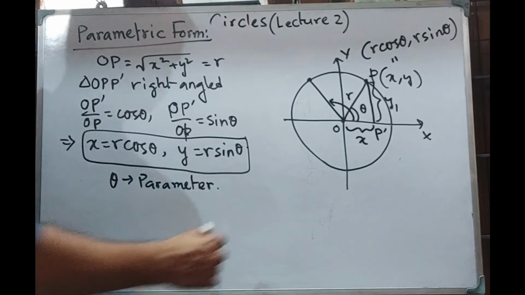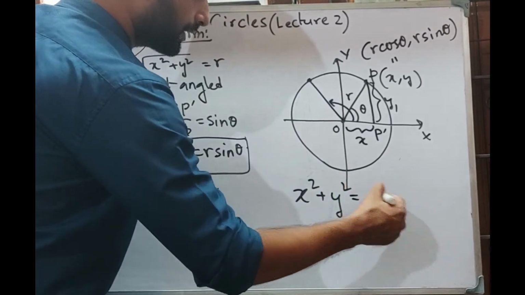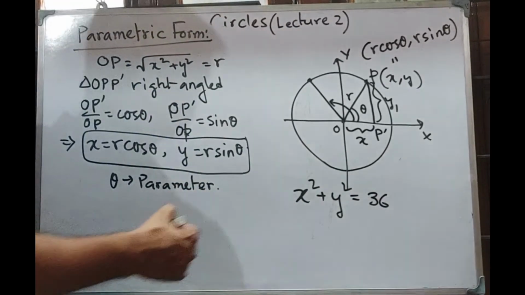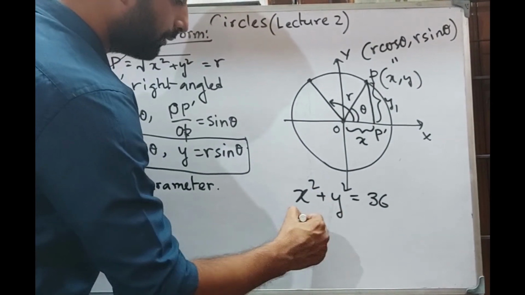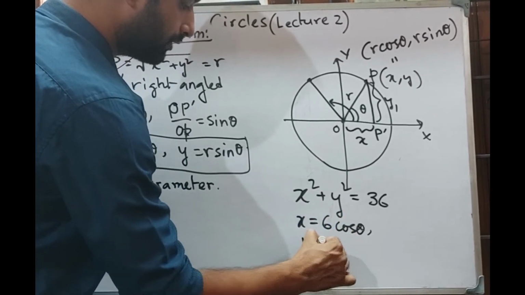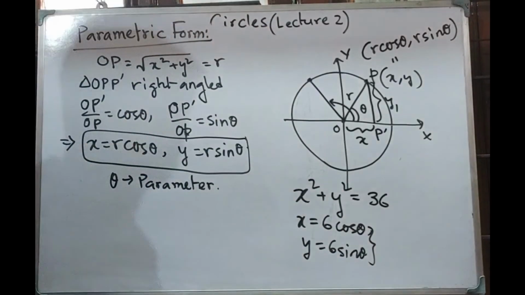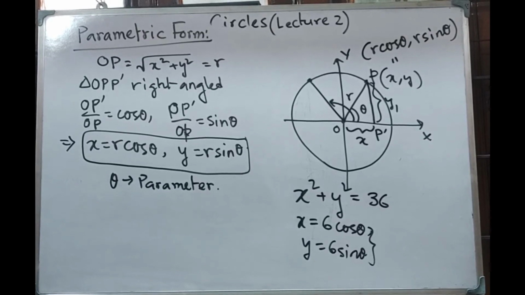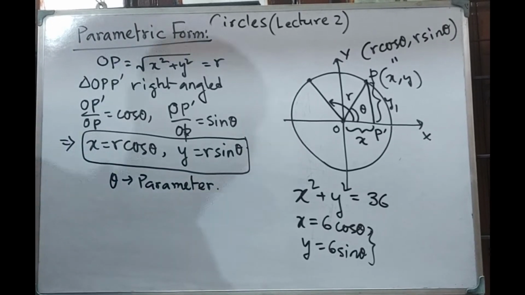So if I tell you, this is the equation of a circle, x square plus y square is equal to say 36, you can say that the parametric form of this circle will be x equal to 6 cos theta and y is equal to 6 sin theta. So this was the central form, this was the standard form of the circle, so this was easy. Now let us see how we can write the central form into a parametric form.